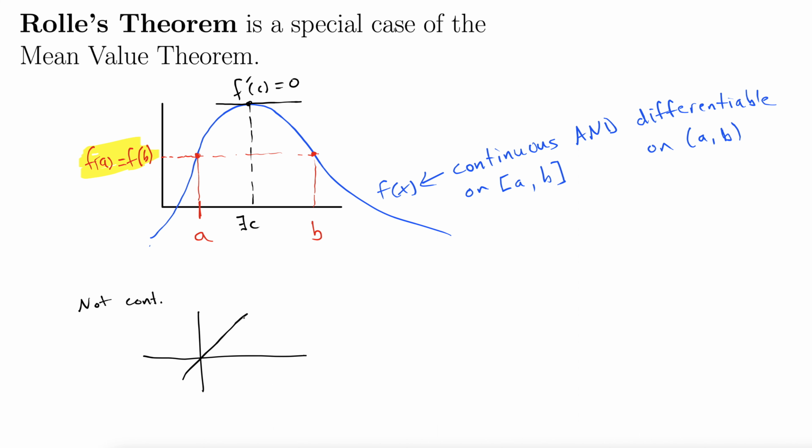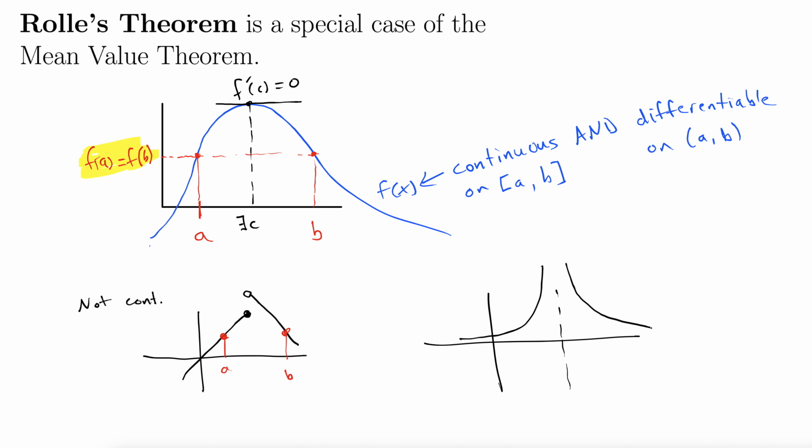You might have something like this. Here's a nice function that is not continuous, a little piecewise function here. Well, you might have your a and your b still, and your f of a equals f of b. Here's our a, and here's our b, but notice there's no point in between them. There's no c in between a and b that gives us that 0 derivative because it's not continuous. Same thing with asymptotes, right? You may have a function like this with some asymptotic behavior going on. Pick a random function, and then you could still have your nice a and your b. F of a is still f of b, but there's no point in between a and b that gives us that derivative of 0.